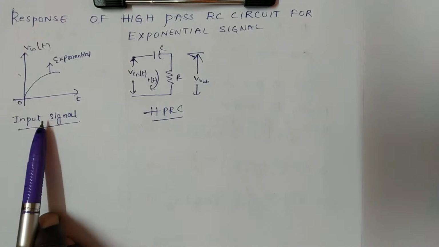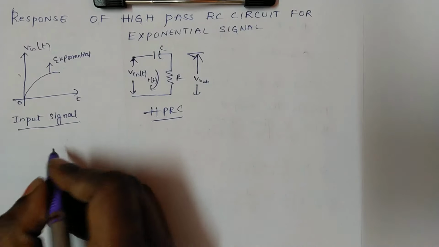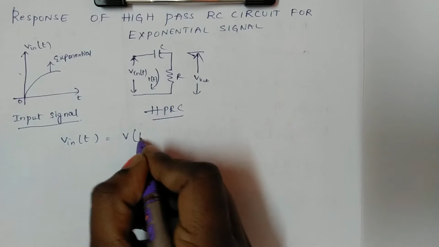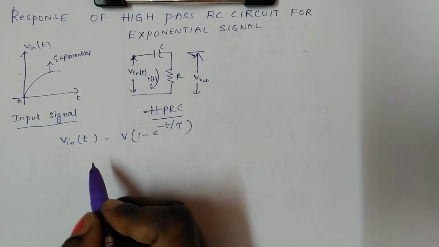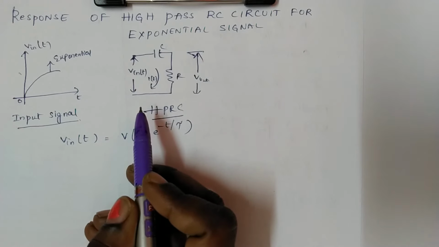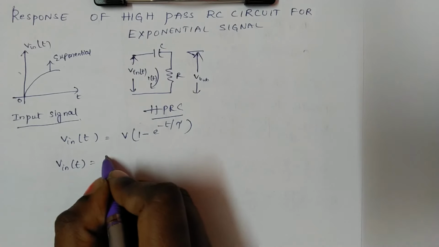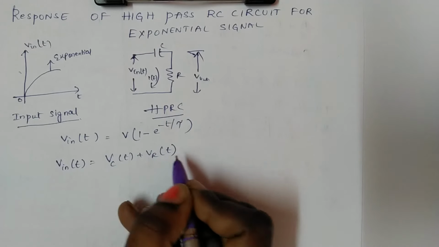This is the exponential input signal applied to the HPRC circuit, and we will see how the output waveform will appear. We know the input function V input of t is V into 1 minus e power of minus t by tau, and we know the HPRC circuit. For the HPRC circuit, the total input voltage V input of t equals the voltage across the capacitor plus the voltage across the resistor.